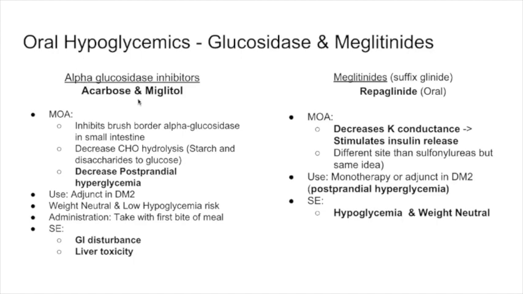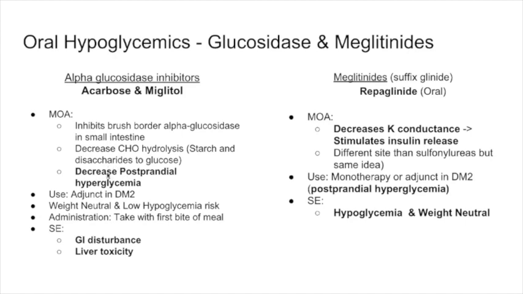Next class of medications are the alpha glucosidase inhibitors. So the classic medications are acarbose and miglitol. The one that I would really focus on is acarbose because that's the one that tends to show up on exams. But really, it's important to understand the idea. These medications inhibit the brush border alpha glucosidase enzyme in the small intestine. This enzyme breaks down starch and disaccharides to glucose. So if you're not able to break down the starch and the disaccharides, you're not going to be able to absorb glucose in your small intestine.